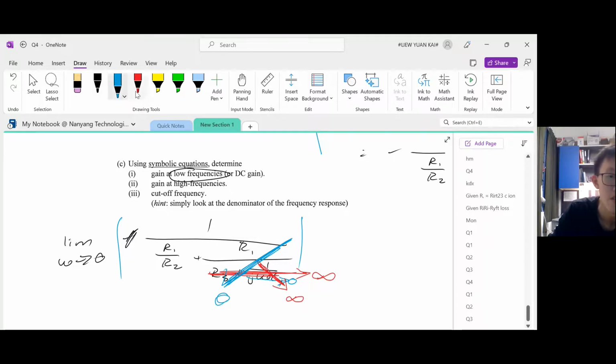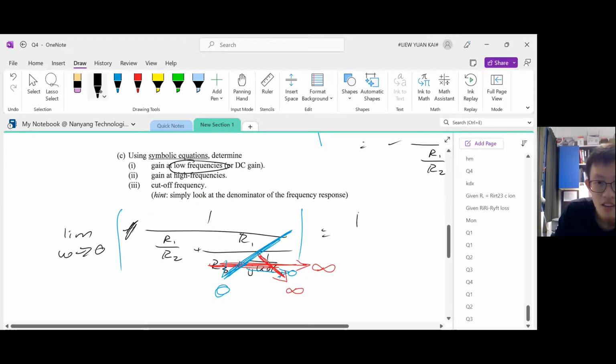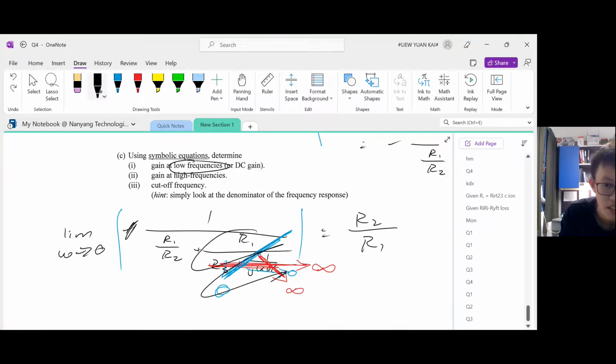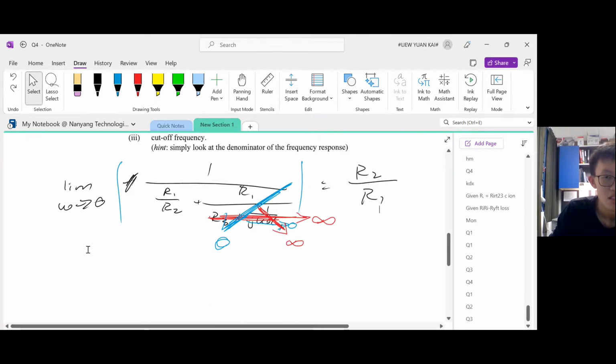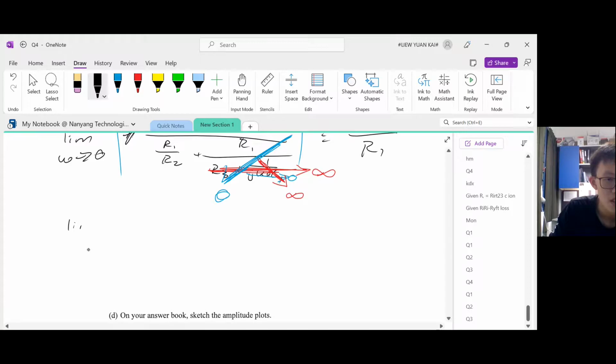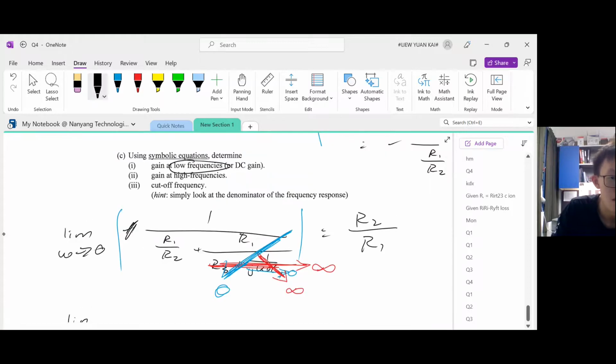At the end of the day, what do I have? I have 1 over R1 over R2. So that means my result is R2 over R1 because it's the reciprocal of this, right? This whole thing has already dropped away, leaving behind 1 over this. So I take the reciprocal of R1 over R2, getting this. So this is the answer to C part 1. Now C part 2.